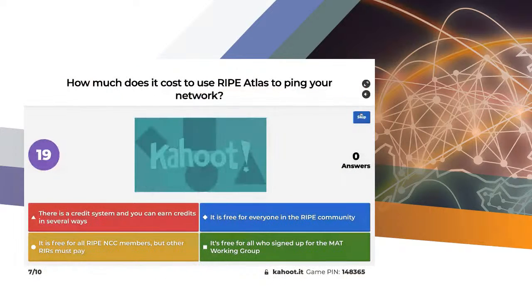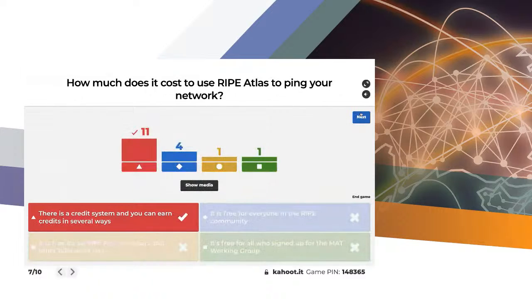How much does it cost to use Ripe Atlas to ping your network? So how much does it cost? There's a credit system and you can earn credits. It's free for everyone in the Ripe community. It's free for all Ripe and CC members, but other RIRs must pay. Or is it free for all of those that sign up to the MAT work group? Let's see what you think. The right answer is there is a credit system and you can earn credits in several ways. So that's how much it costs. You have to use your credits.